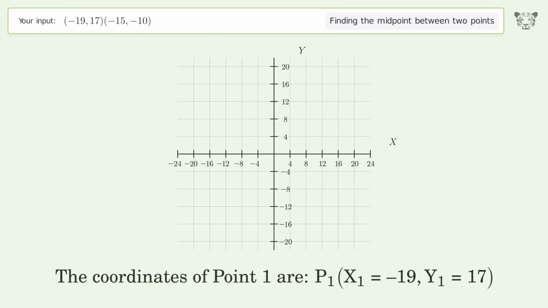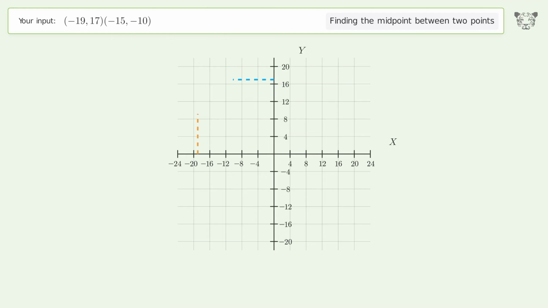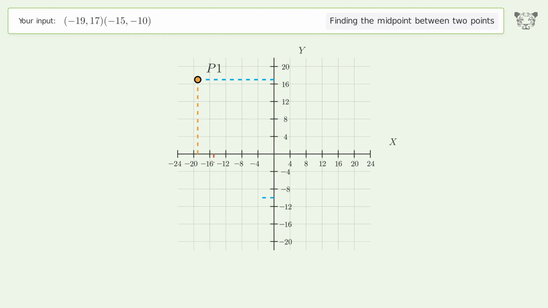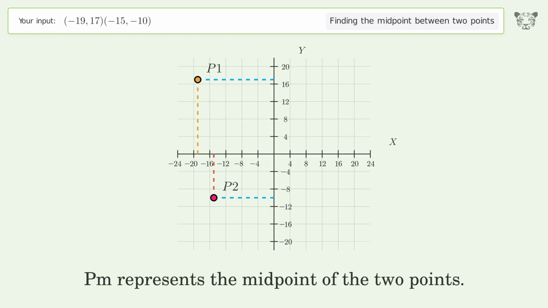The coordinates of point 1 are, x1 equals -19, y1 equals 17. The coordinates of point 2 are, x2 equals -15, y2 equals -10. PM represents the midpoint of the 2 points.